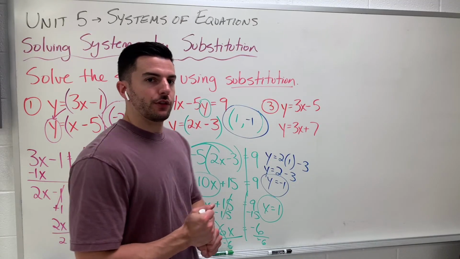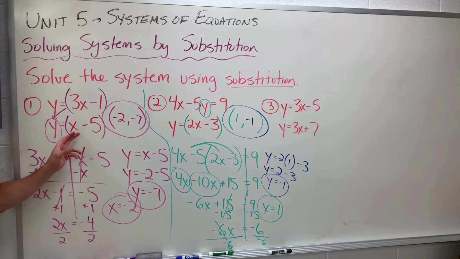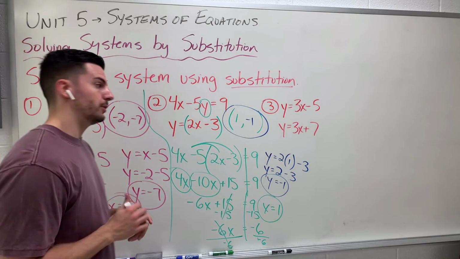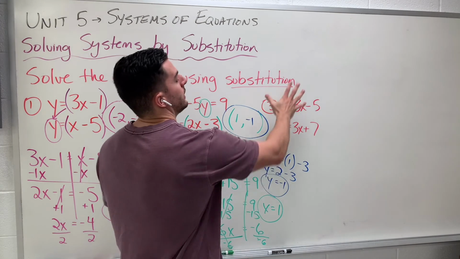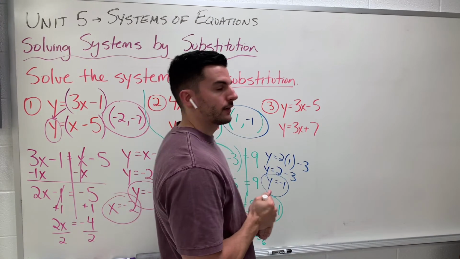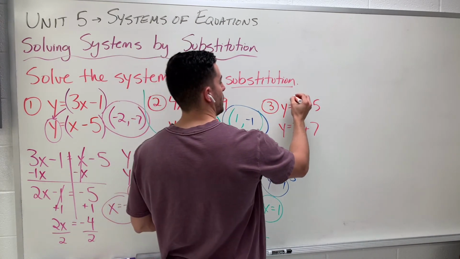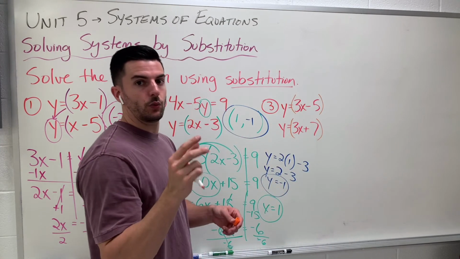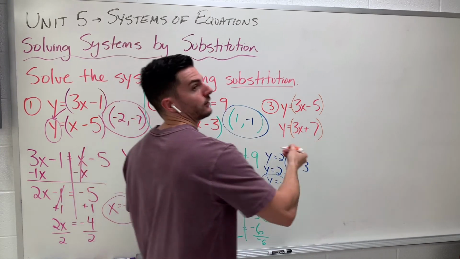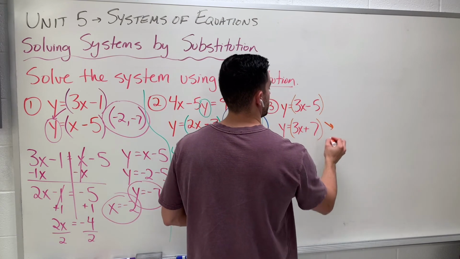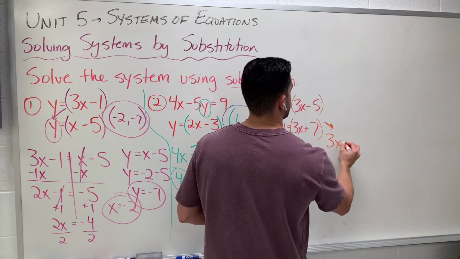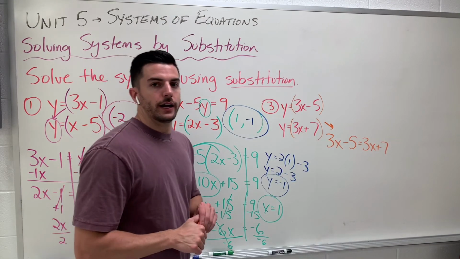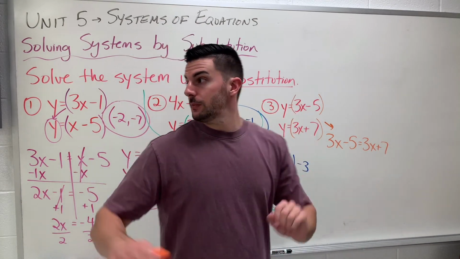Okay, now if we look at number 3, number 3 and number 1 are super similar, right? Both equations have that y equals the group, right? And so if I look at solving this, I'm going to start it the same way. I'm going to take this group and this group. It says y equals both. So I'm going to set the two groups equal to each other, okay? So that's going to be 3x minus 5 equals 3x plus 7. All right, and so that's, again, same setup as number 1.